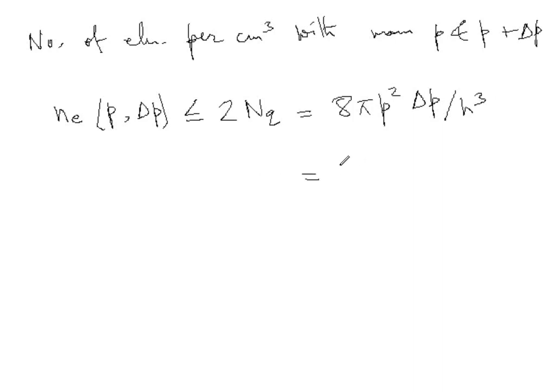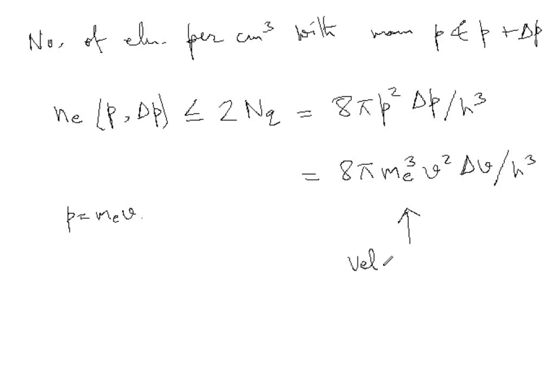And this is basically 8 pi me cube V square delta V divided by H cube. What is me? Me is basically the electron mass, right? Now, since I have now broken down P is equal to me into V, this basically corresponds to the velocity distribution.